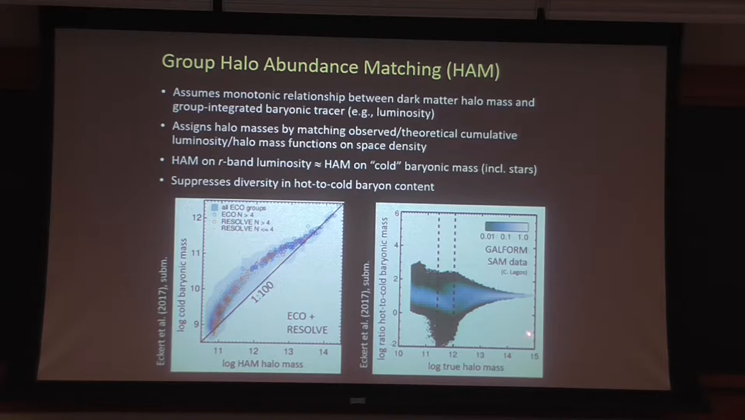Then you look over at what you have in the SAM. Now, out here at true halo masses in the cluster or large group range, the hot to cold baryonic mass ratio, and now cold baryonic mass includes stars, so this is different from the previous plot, looks very well behaved. So in the large group and cluster regime, it was totally fine to assume monotonicity and ignore that diversity in that ratio. But you can see that it's starting to get much more diverse at lower mass in the SAM, and so you might worry about that assumption.